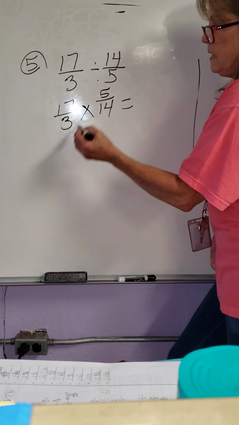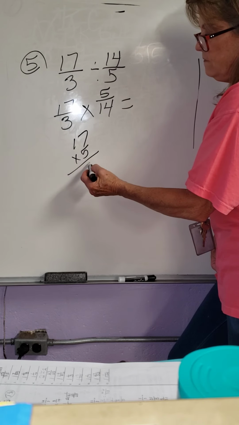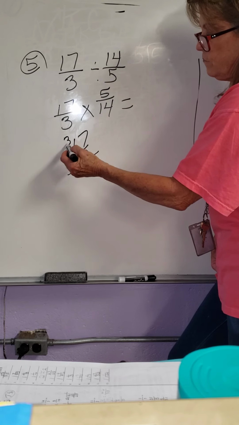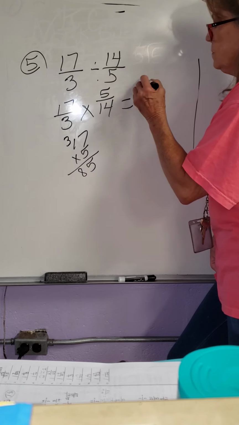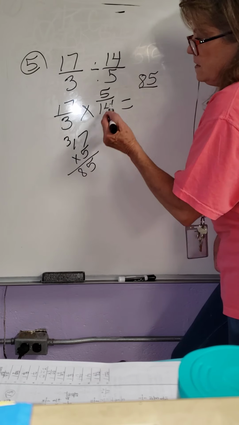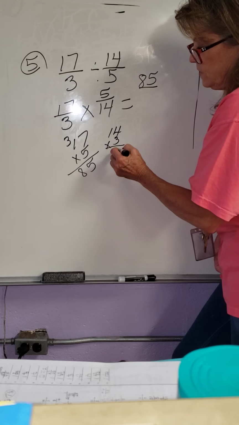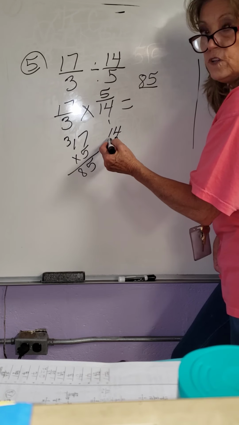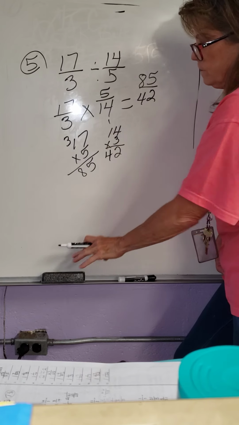Now, you've got to multiply 17 times 5. 7 times 5 is 35, carry your 3. 5 times 1 is 5, 6, 7, 8. So my numerator is 85. 14 times 3. 4 times 3 is 12. 3 times 1 is 3, plus 1 is 4. So now I have 42.